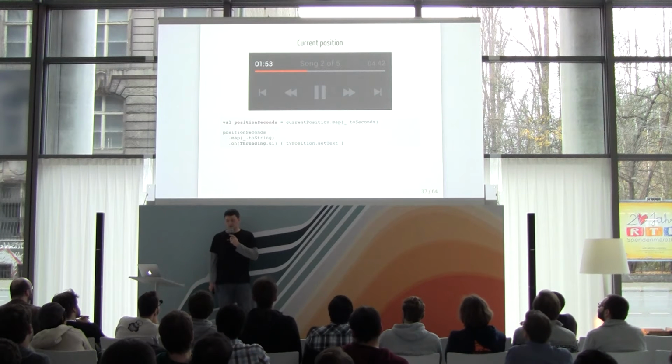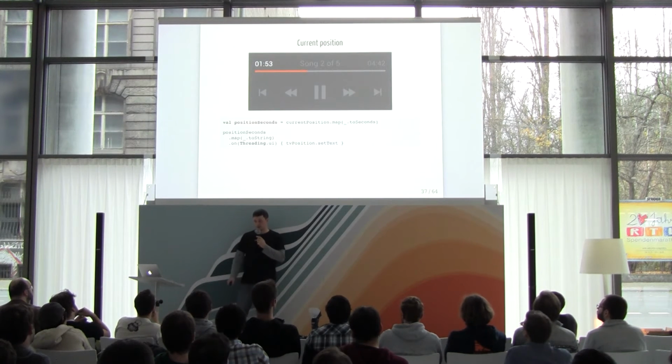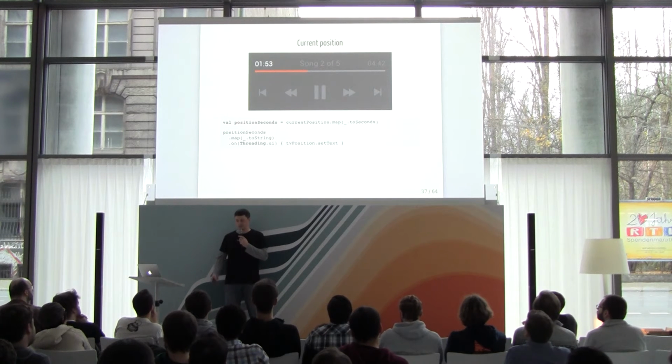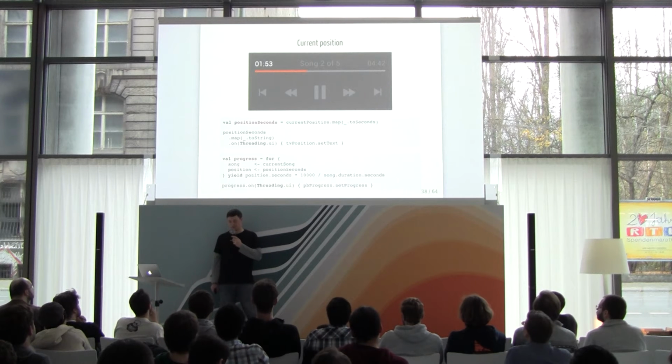So we just define position seconds, which takes current position in milliseconds and converts it to seconds. This signal will only fire whenever the second changes. So we will get UI updates at most once a second. And once we have the signal, we just convert it to a string and call set text on a text view. The same way we can handle progress bar.